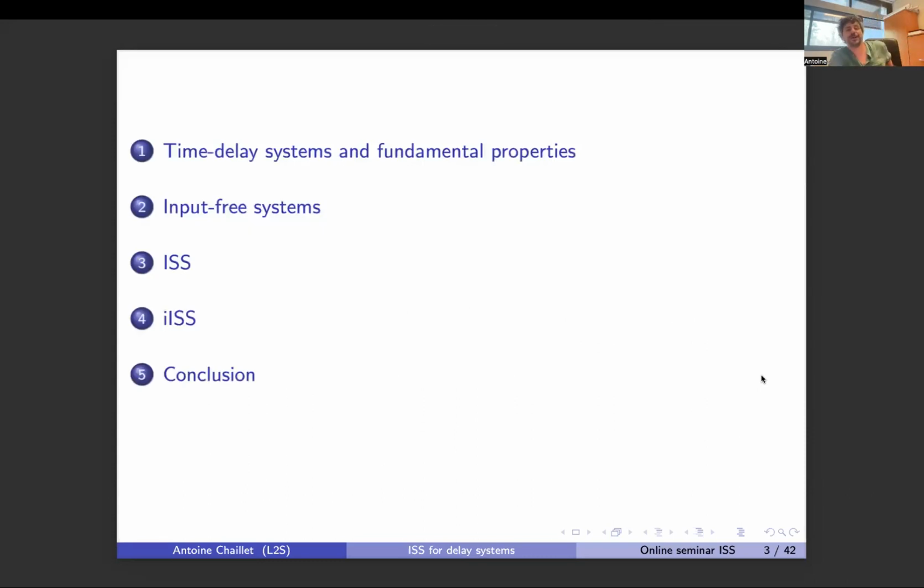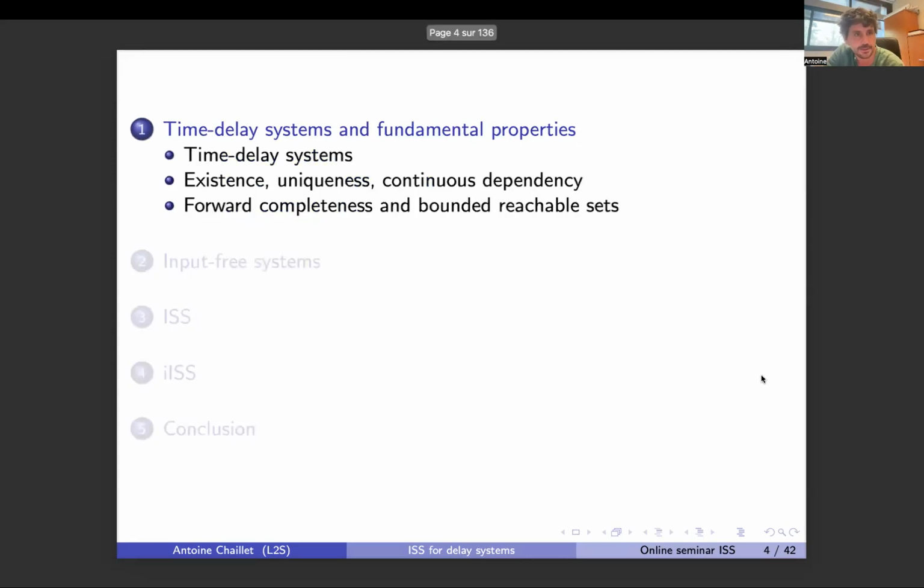Okay, so let me start. This is the outline of my talk. I will briefly introduce what is a time delay system and some fundamental properties of such a system. I will then talk about input-free systems before moving to ISS and integral ISS, and make some brief remarks of conclusion and perspective about this topic.